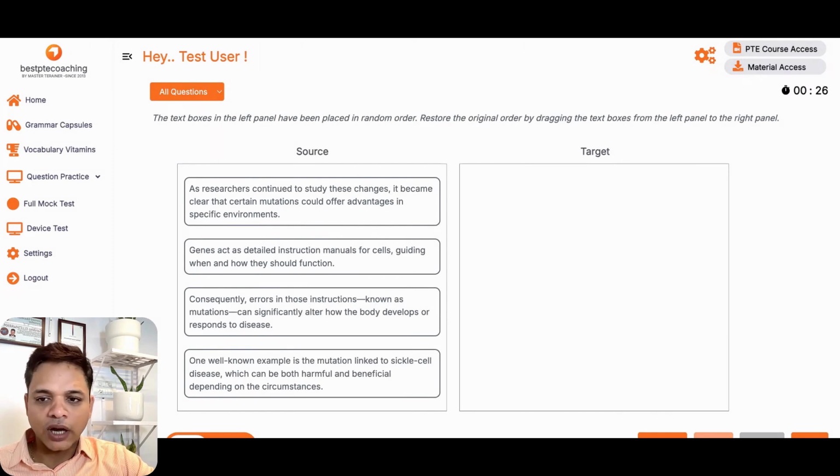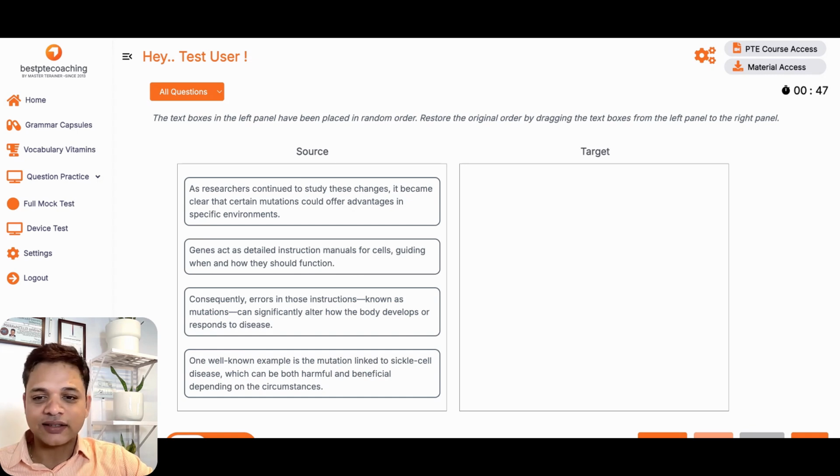So when you are in the test, you have this instruction. What is this instruction? How to answer this question? Since you already know it now, you don't have to read this instruction. Not only for this task, for no task do you need to read the instruction. It's not necessary. It's a waste of time. So the source you can see here on the left, and on the right you can see the target.